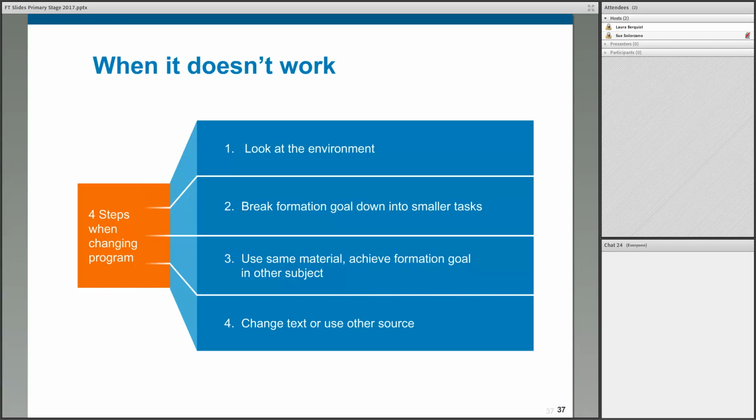Another thing you can do before you change the book is think about the formation goals that we've been discussing. Think about what we are trying to accomplish by using this book.